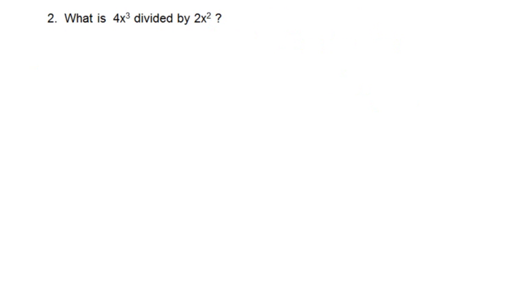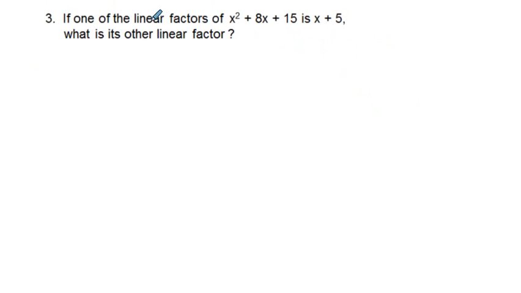Next odd number problem is 3. If one of the linear factors of x squared plus 8x plus 15 is x plus 5, what is its other linear factor? There are so many different ways we can do this that I'm just going to talk about a couple of them. If I take x squared plus 8x plus 15, we're going to try to rewrite this in factored form.